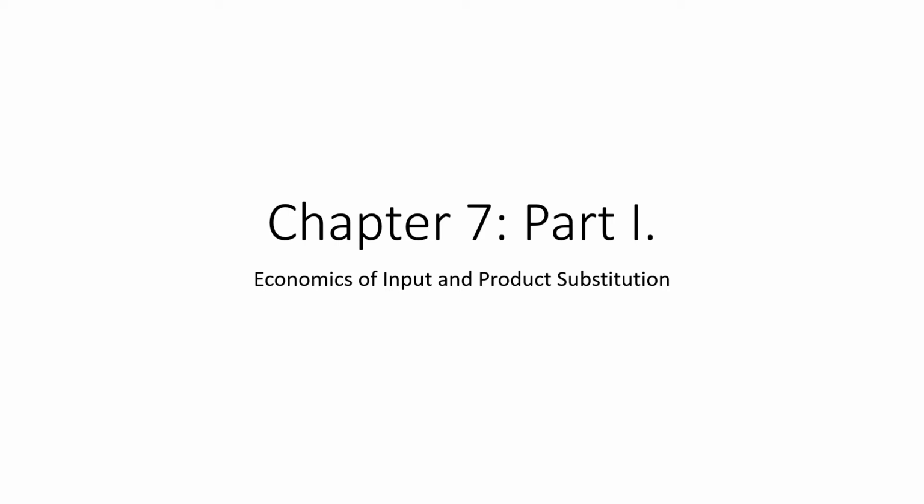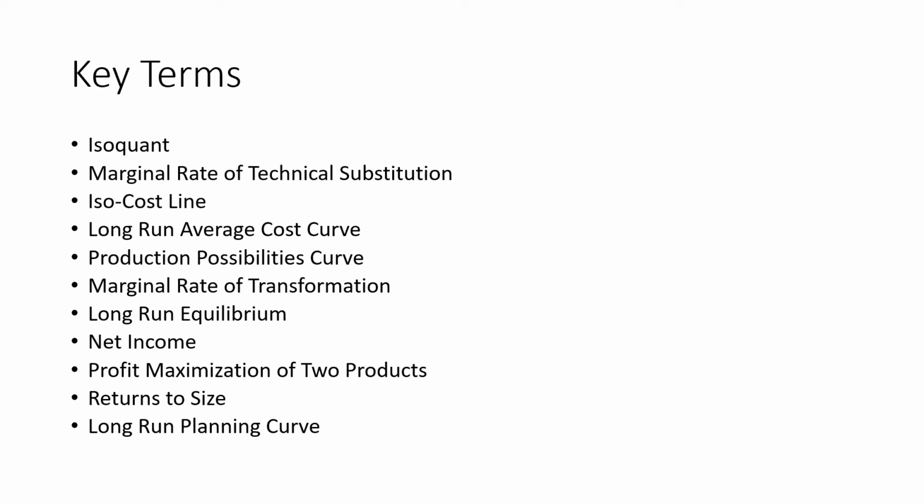This lecture video covers the first half of Chapter 7, and we're going to look at the economics of input, and then the second half will cover product substitution. So a few key terms that we're going to be looking at in this section are just these first three. So we're going to look at isoquant, marginal rate of technical substitution, and the isocost line.